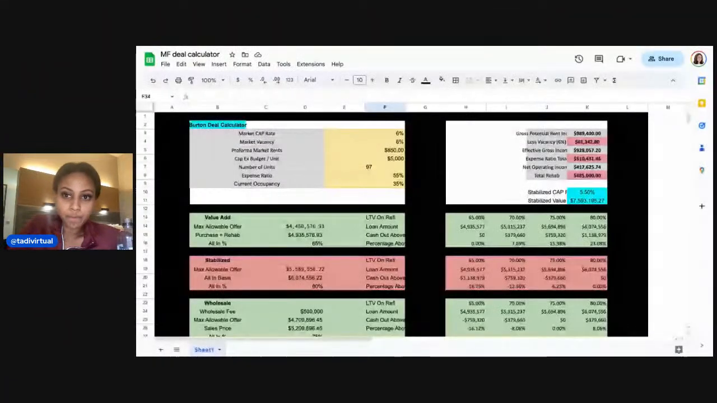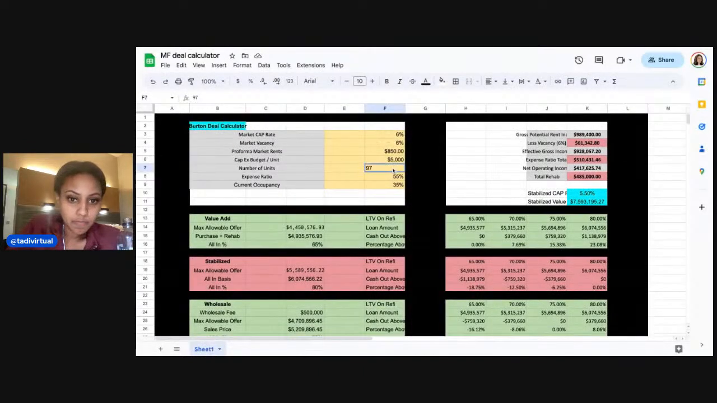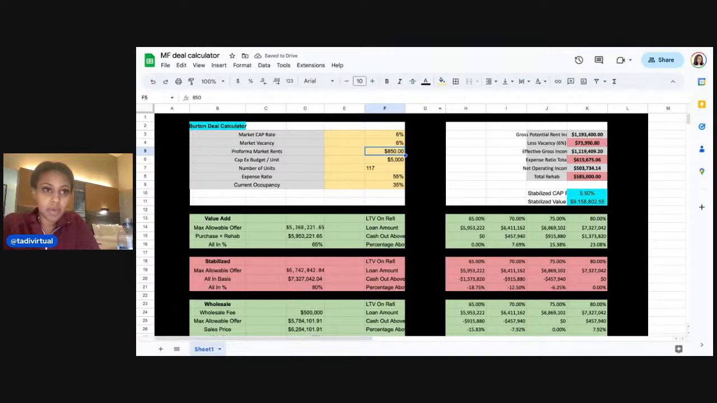All right. So we're back to the calculator. Now I'm going to analyze the second one. Let me share the screen again. All right, so this one is 117 units. It's making 78K a month. So this is what I would do.